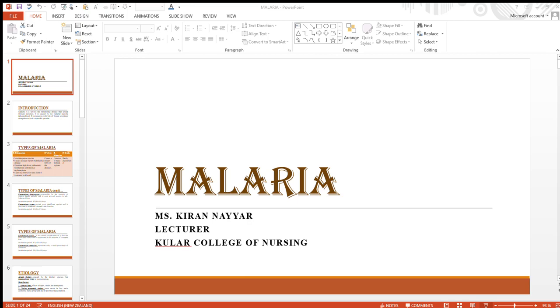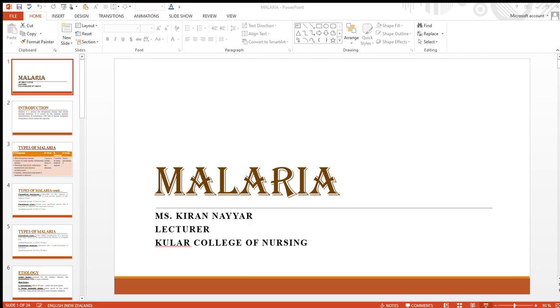Next is the types of malaria. Basically, there are four types of malaria: Plasmodium falciparum, Plasmodium vivax, Plasmodium malariae, and Plasmodium ovale. The most dangerous type is Plasmodium falciparum. It is the most dangerous species compared to all the other species.